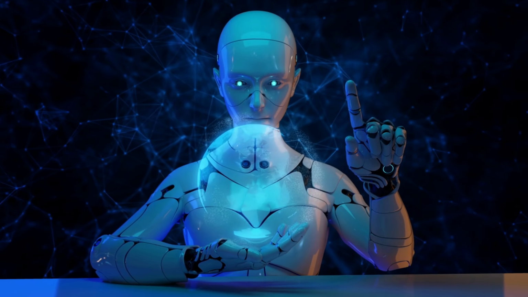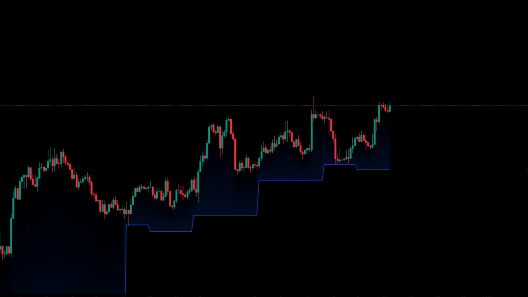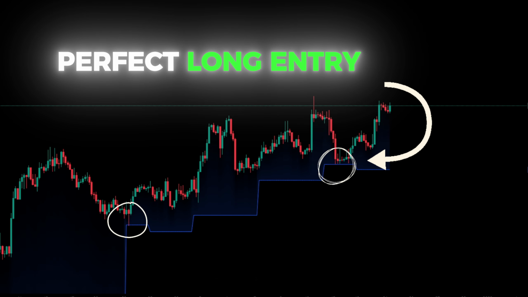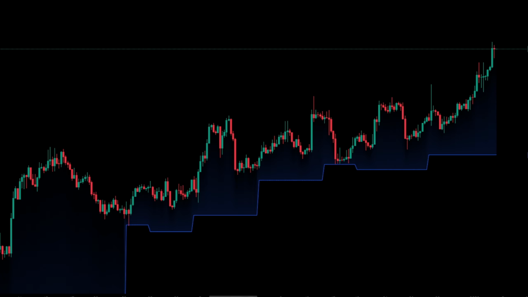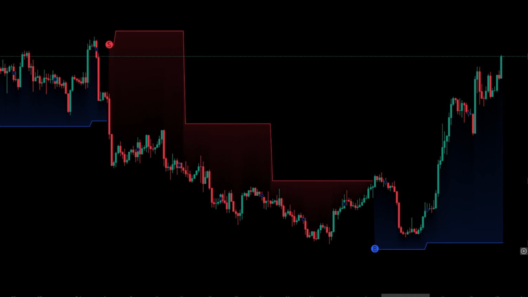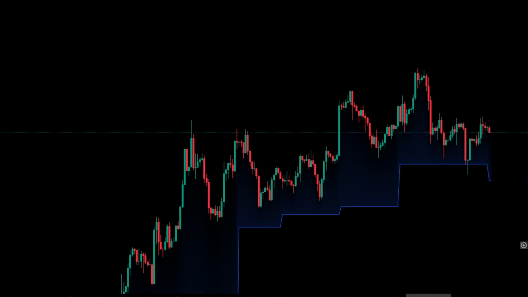Now, here's what makes it really useful for entries. Price loves to bounce off of these levels. See here, we get our initial buy signal, price starts trending up, and then it pulls back and touches our blue line. This is a perfect long entry on the retest with our pivot line because it acts as a support. Price bounces right off of it and continues higher. Here's another example. We're in an uptrend, price retests our trailing stop line, bounces, and we get another leg up. These retests are highly probable trade entries.